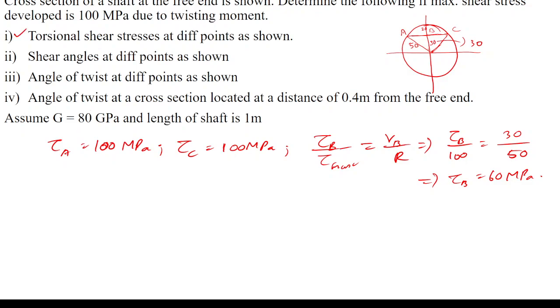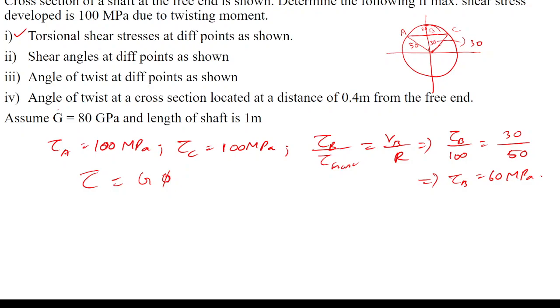What is the second part? Shear angles at different points as shown. So how can you find shear angle phi? R theta equals phi into L. For that I need to know theta also, right? So is there any other way? Shear stress is directly proportional to shear strain, so shear stress equals G into shear angle phi. Correct?